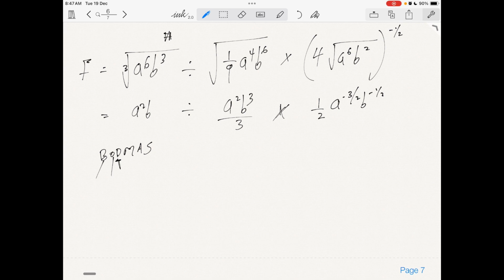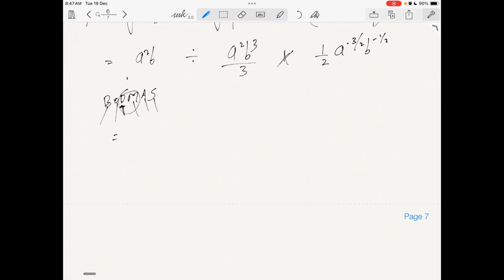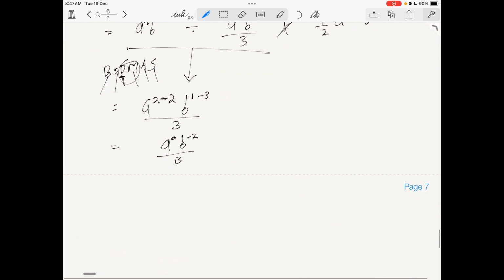Brackets, division, multiplication, addition, and subtraction. Division and multiplication are on the same level, so let's do this first. If you do this first, we have a raised to power 2 divided, that's minus 2, b raised to power 1 minus 3, everything divided by 3. This will give us a raised to power 0, b raised to power minus 2 divided by 3. a raised to power 0 is 1.